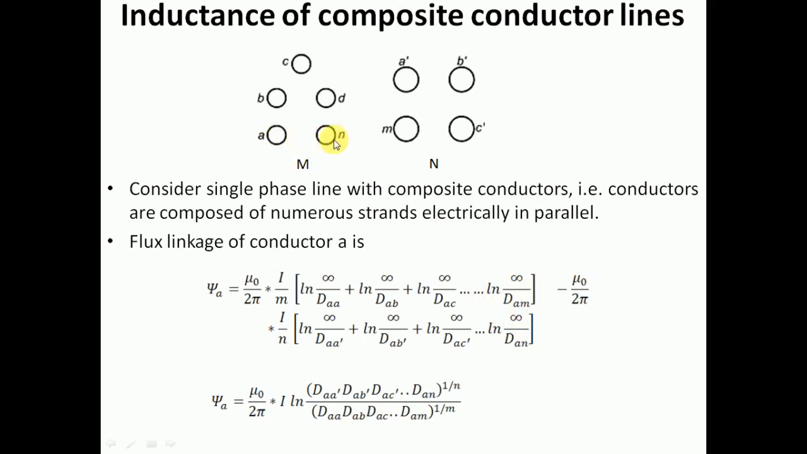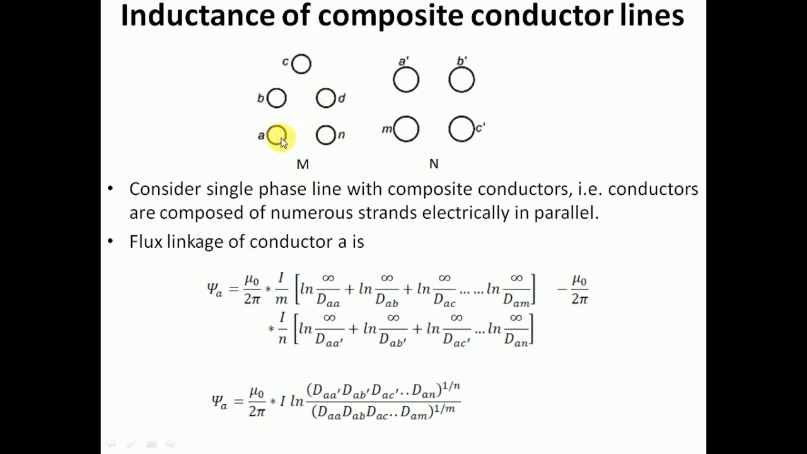I have already mentioned the correction. This is actually small m and this is actually small n. Please keep that in your mind. So now we have obtained the flux linkage of conductor A due to its own internal flux, external flux, and external flux linkage due to other subconductors from the same line.